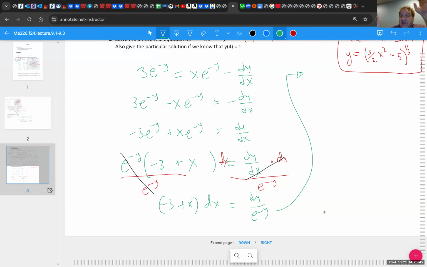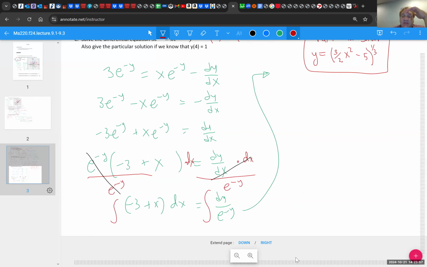Okay, I'm going to anti-differentiate both sides. Once I separate the variables, I anti-differentiate both sides so I can solve for y. The antiderivative on the left-hand side doesn't look very challenging, because we know what the antiderivative of a constant is, and we know what the antiderivative of just x is. So these ones just use the normal power rule.